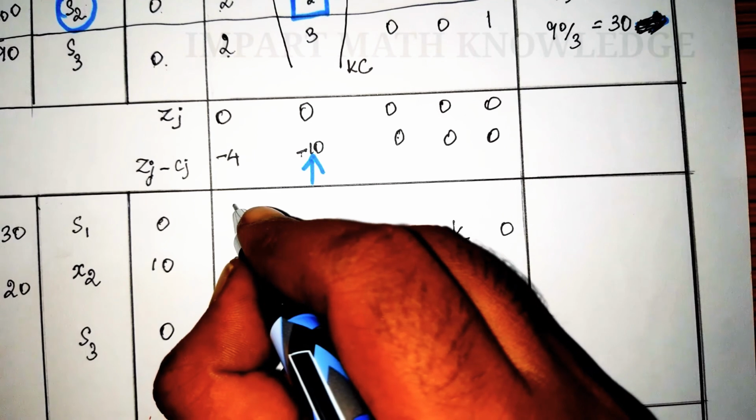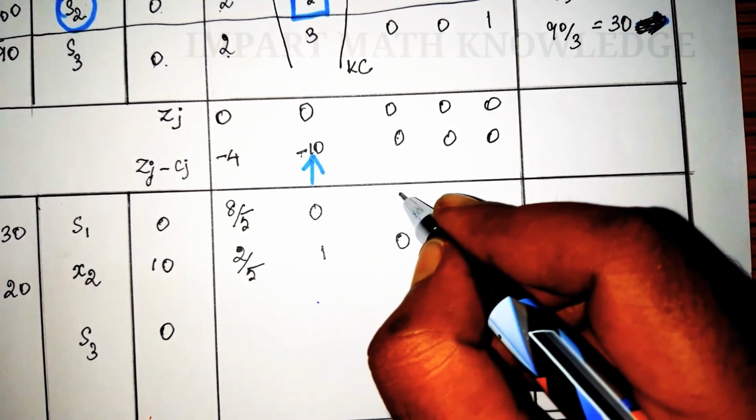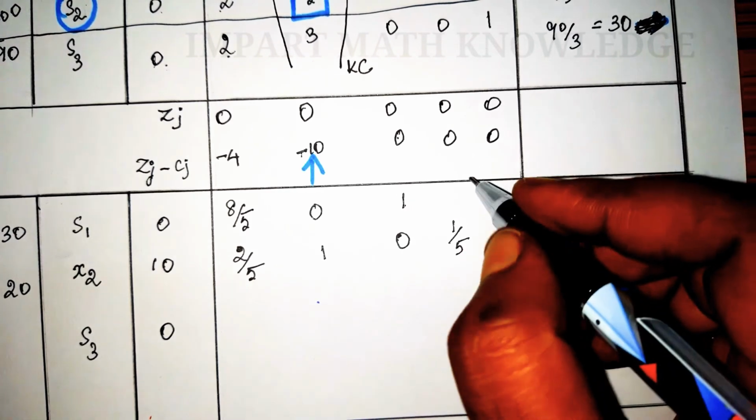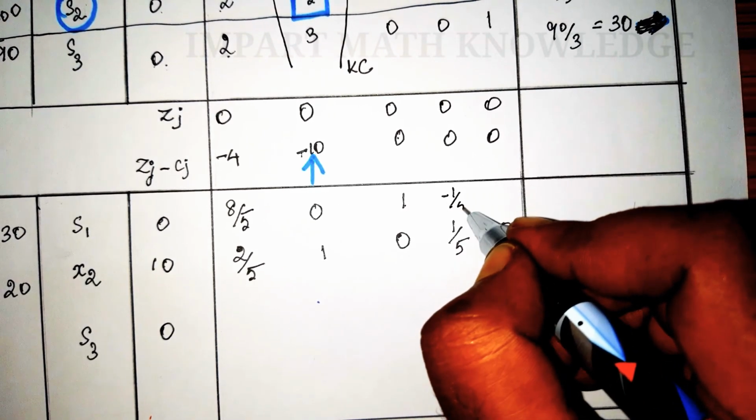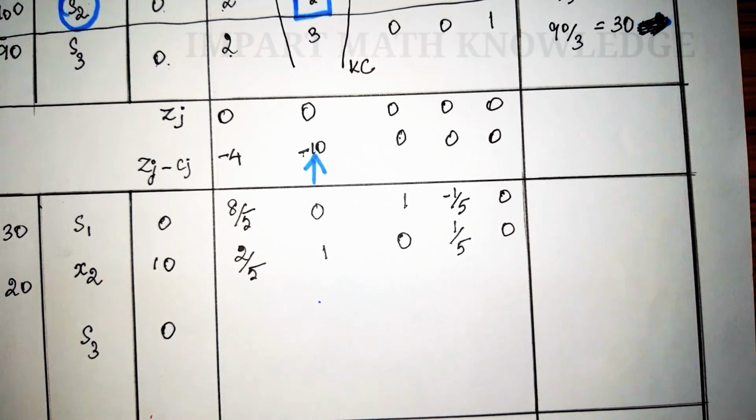Second value is 8 by 5, and this is 0, and this is 1, and this is minus 1 by 5, and this is 0. Okay. For the third row, again we have to apply the formula.